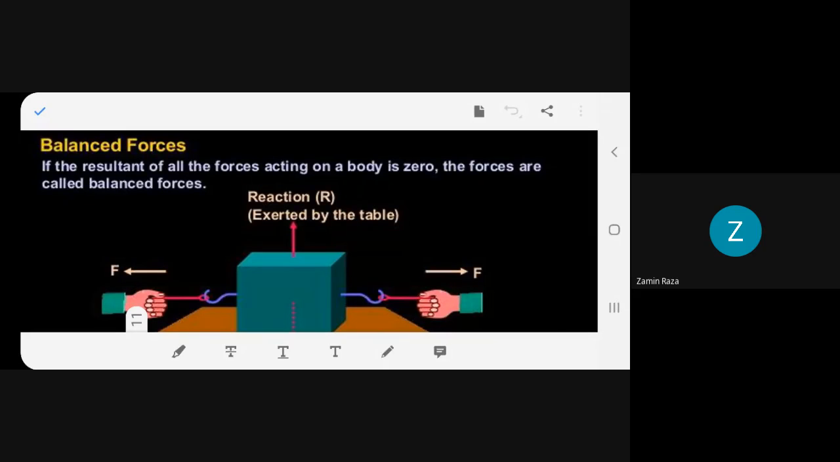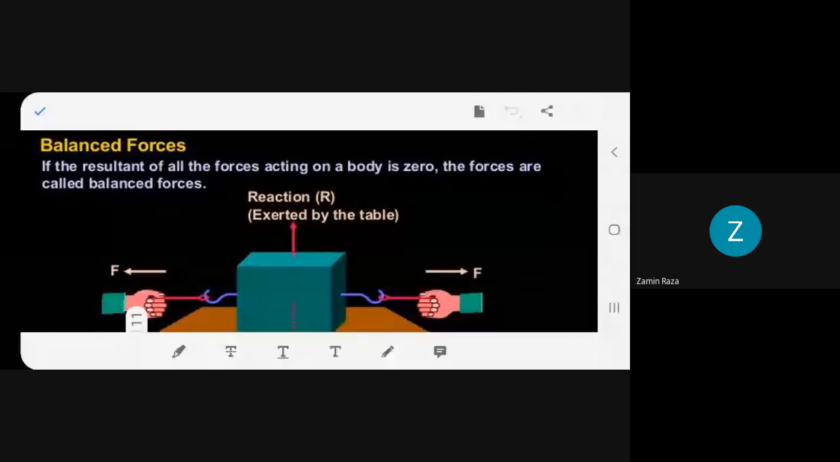Please put off your mic. Start the reading, better. Start to read. If the resultant of all the force acting on a body is zero, the forces are called balanced force.